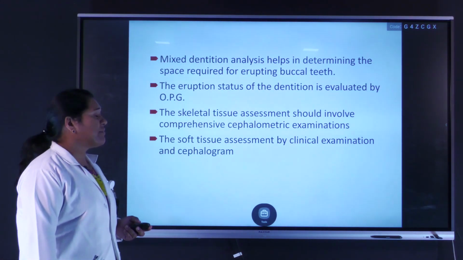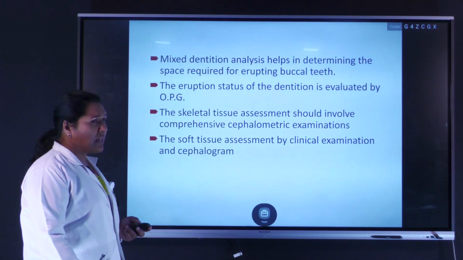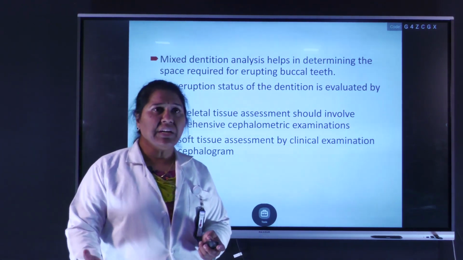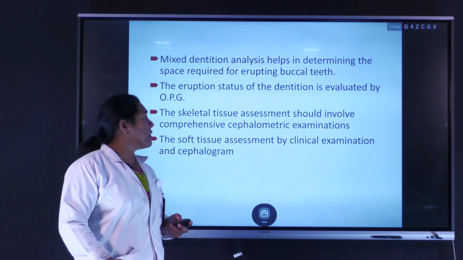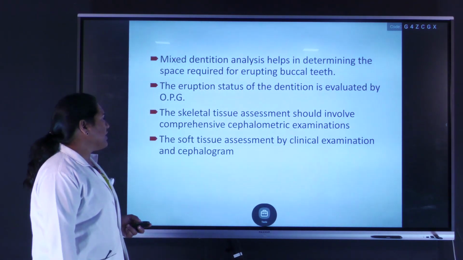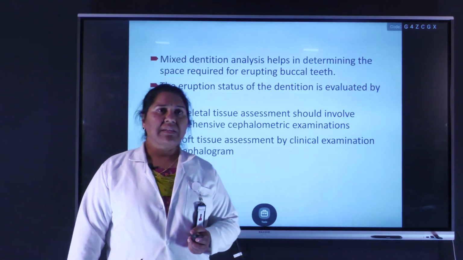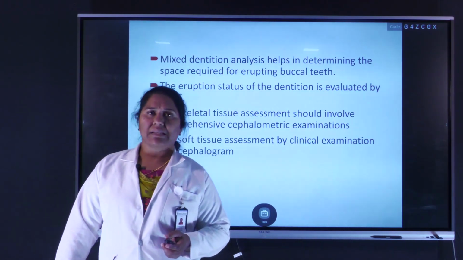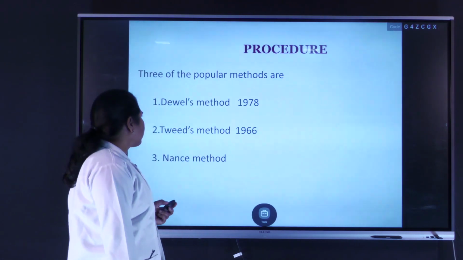The eruption status of the dentition is evaluated by OPG X-ray. So basically, before going for serial extraction, you need diagnostic aids like an OPG X-ray and study cast models, so that you can do all these measurements. The soft tissue assessment is by clinical examination and a cephalogram. As I already told you, along with OPG, you are going to add a lateral cephalogram, which will also give the judgment of the soft tissue.